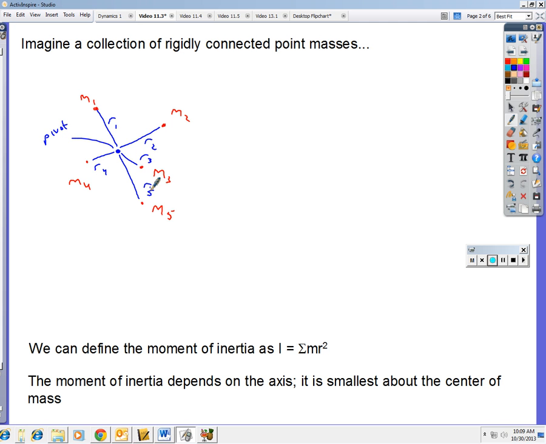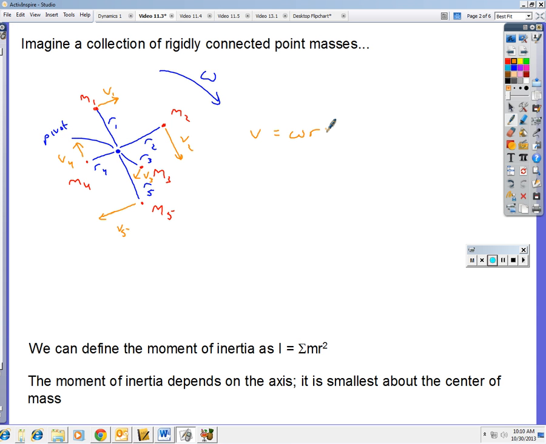Now let's say the whole collection is rotating at angular speed omega. That means that m1 will be moving with speed v1, m2 will be moving with speed v2, and so on. One thing that we notice is that the particles that are farther from the pivot point move faster, because we know that the speeds are given by omega r. So the larger r is, the larger the speed will be.